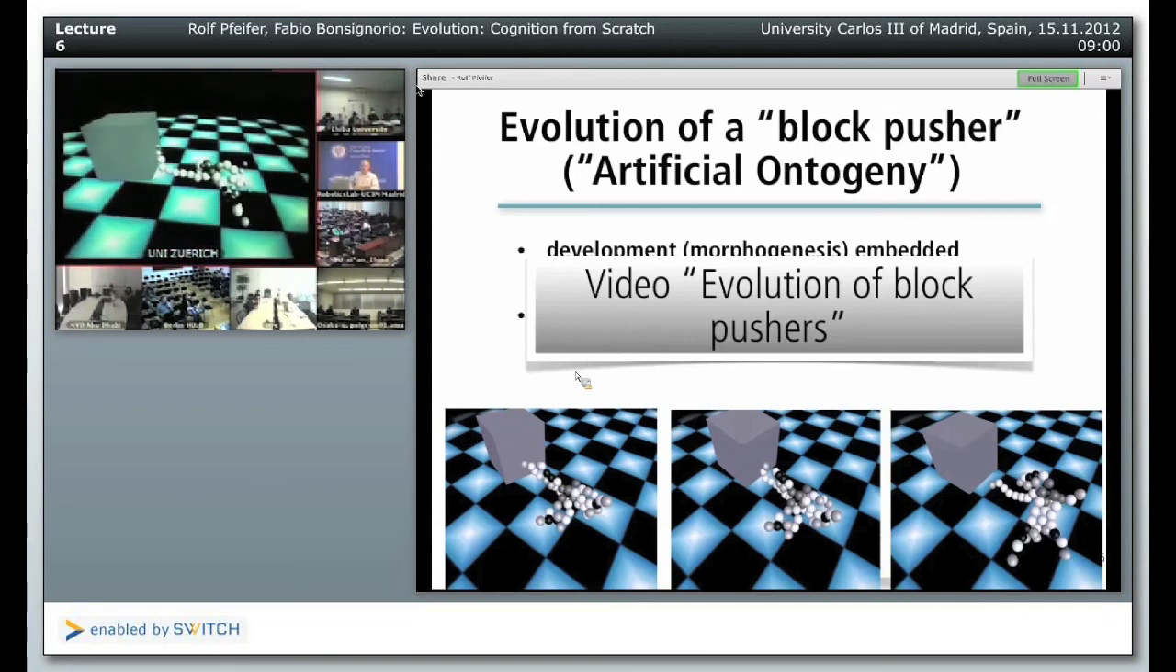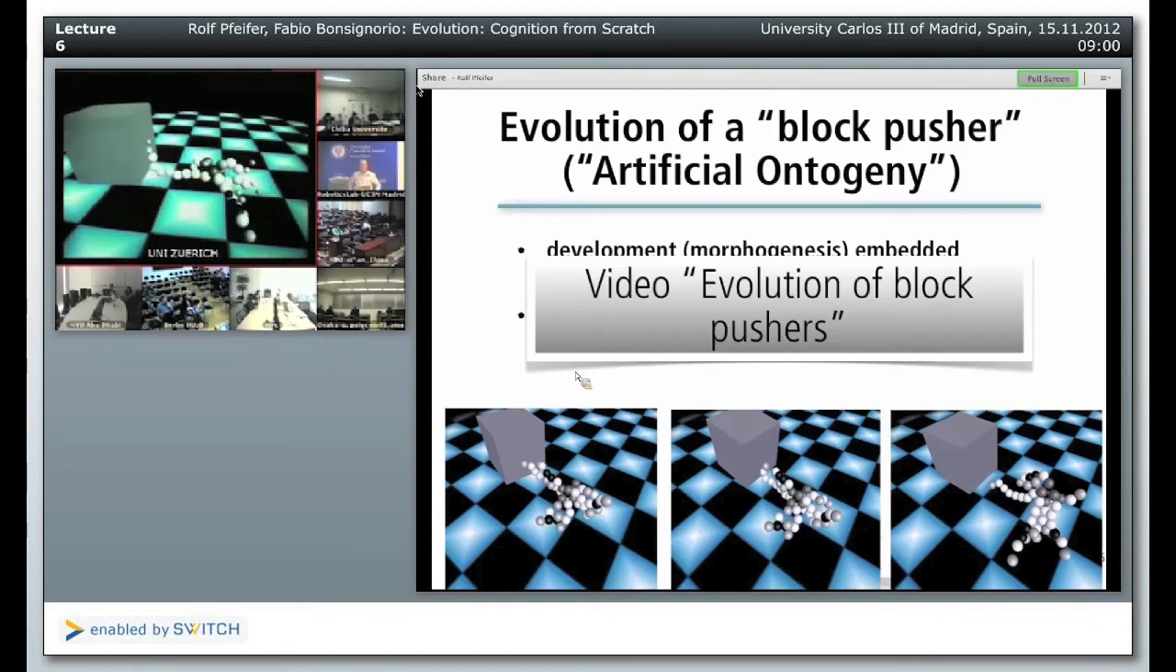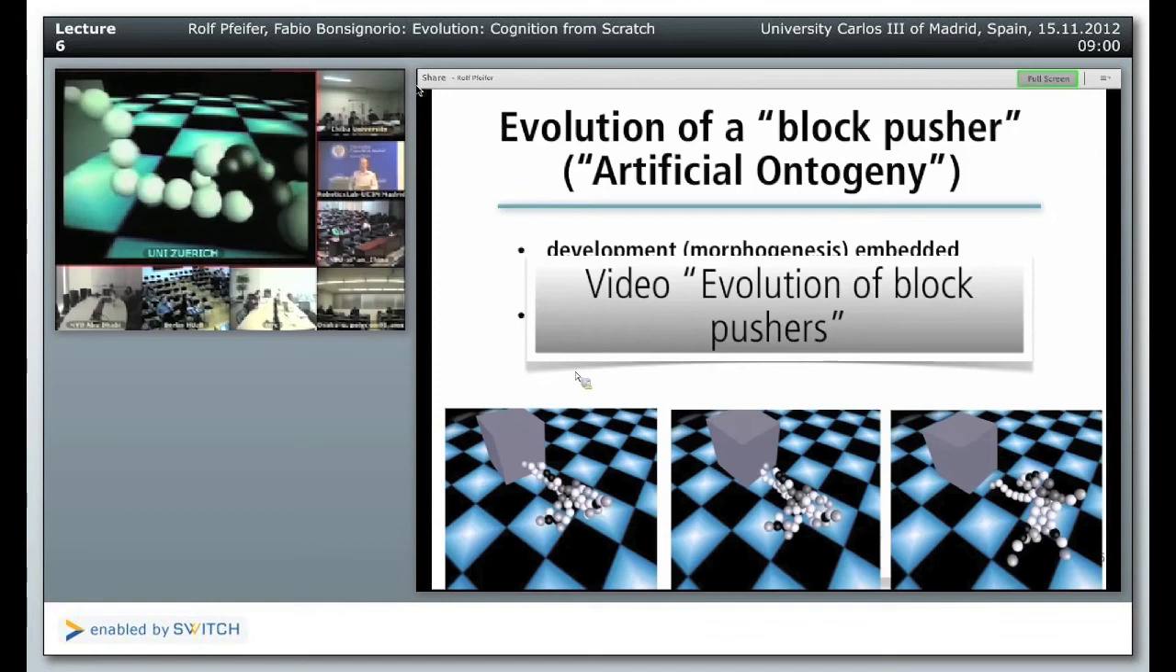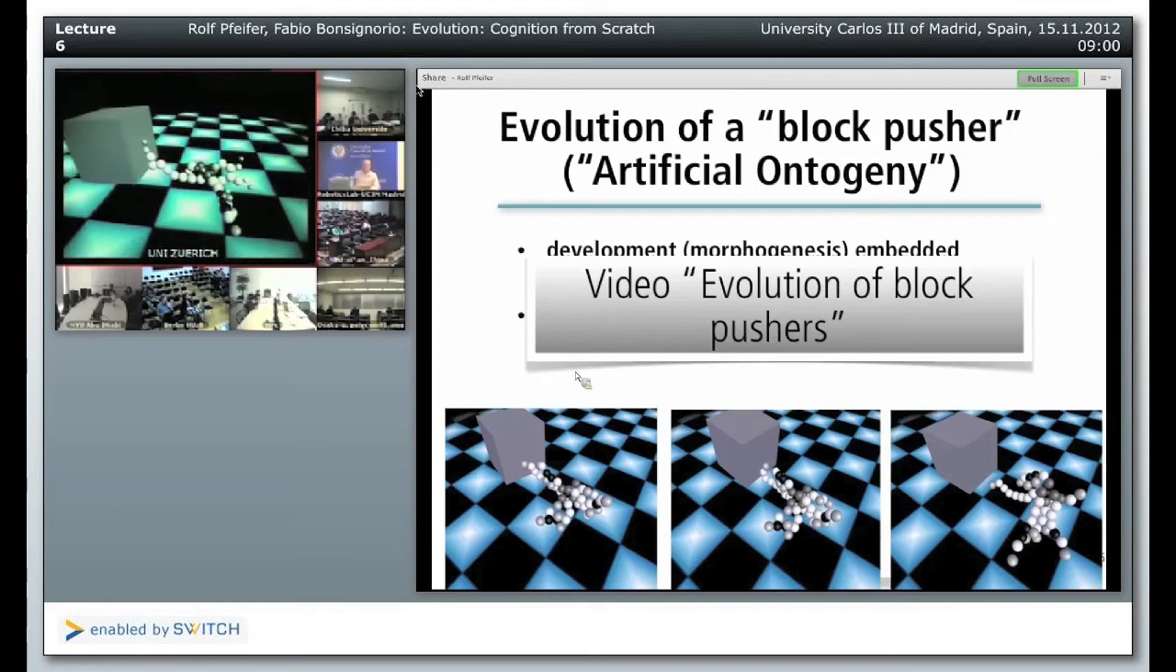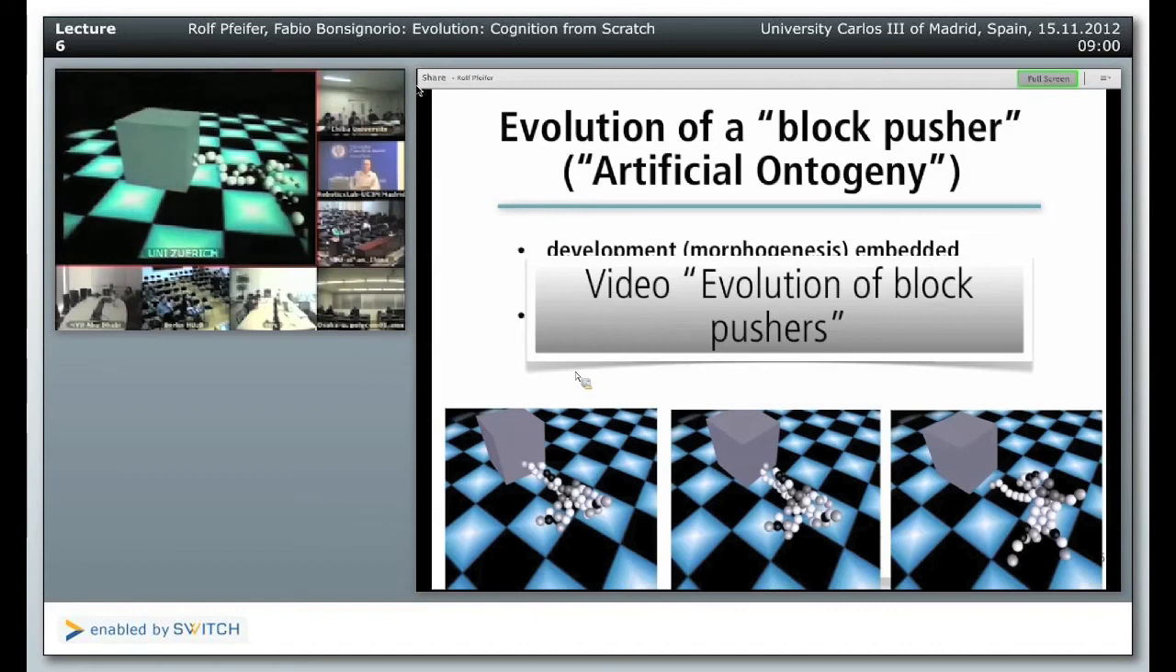White units contain both sensors and motors. Light gray units contain only sensors. The dark gray units contain only motors, and the black units are empty and only provide structural support. The combination of different types of units within a single agent indicates that cell differentiation has occurred.